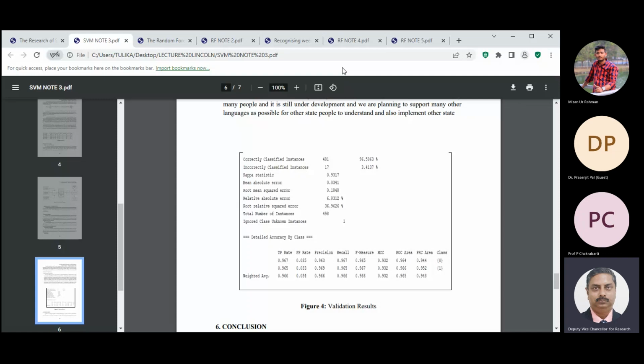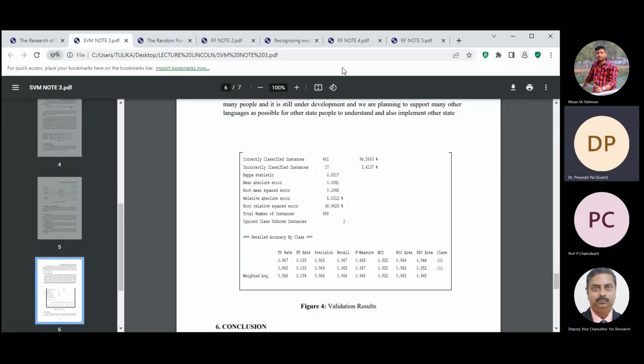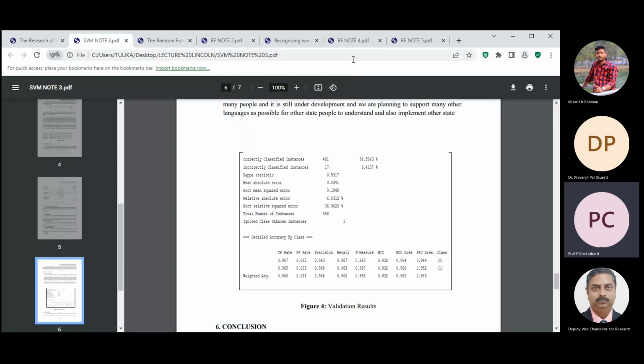Sir, one question: in support vector machine, what is the minimum sample size required? The minimum sample size for SVM is at least 700 to 800. And another thing you note down: the minimum number of optimized parameters should be 12, and normally the other parameters can be 17 to 18.